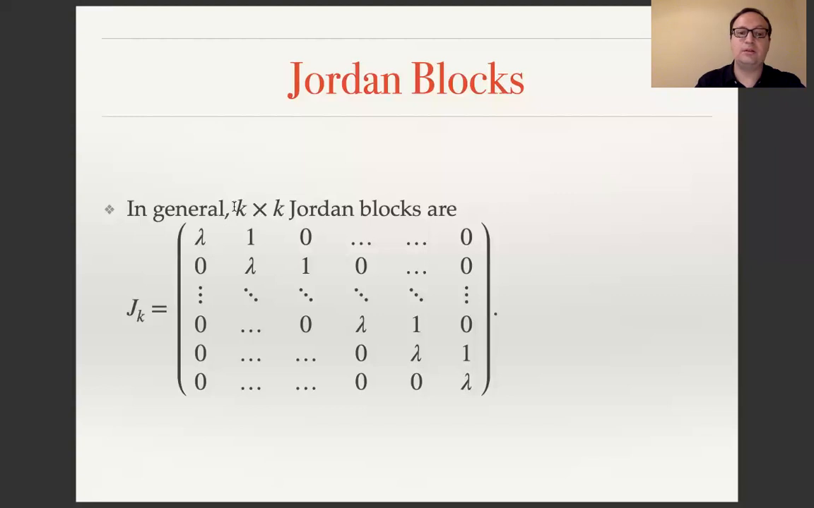So in general, a Jordan block of size k is a square block that has k lambdas along the main diagonal, k minus 1 ones on the diagonal immediately above the main diagonal, and 0 everywhere else. And the Jordan matrix is a matrix that has these Jordan blocks along the main diagonal and 0 everywhere else.